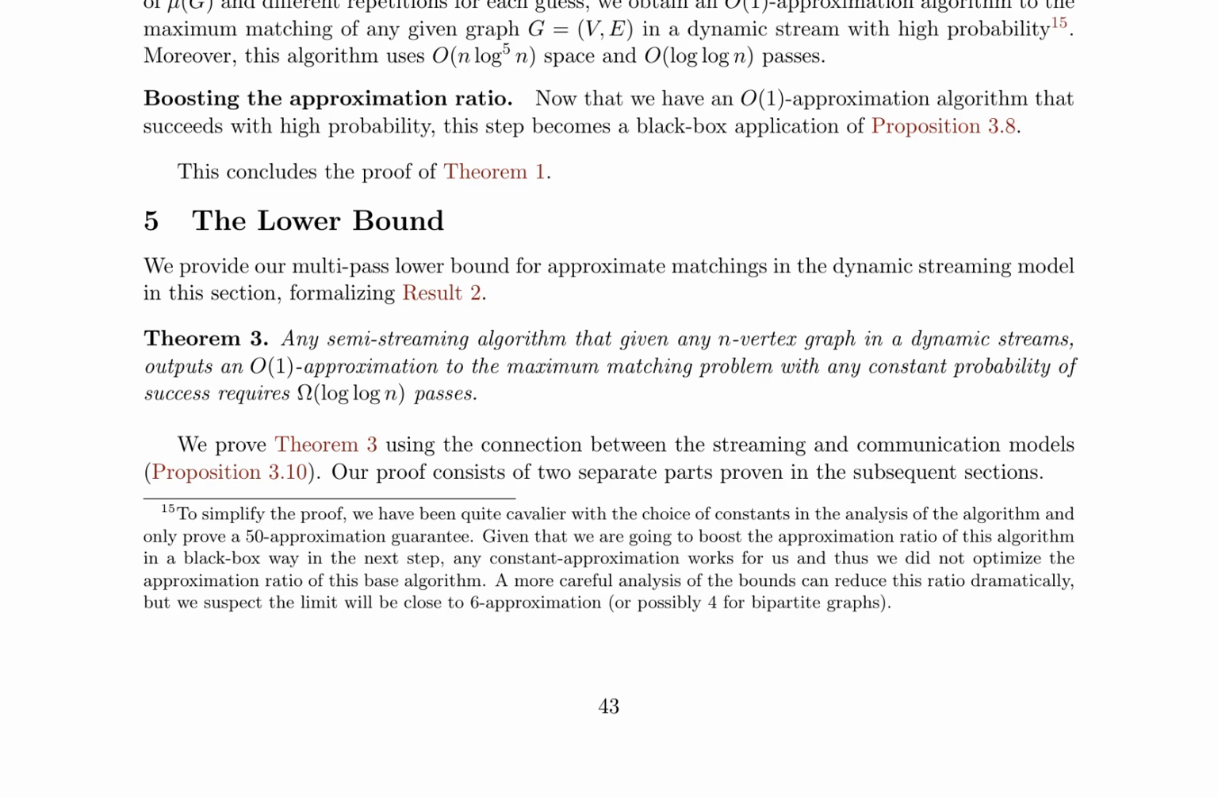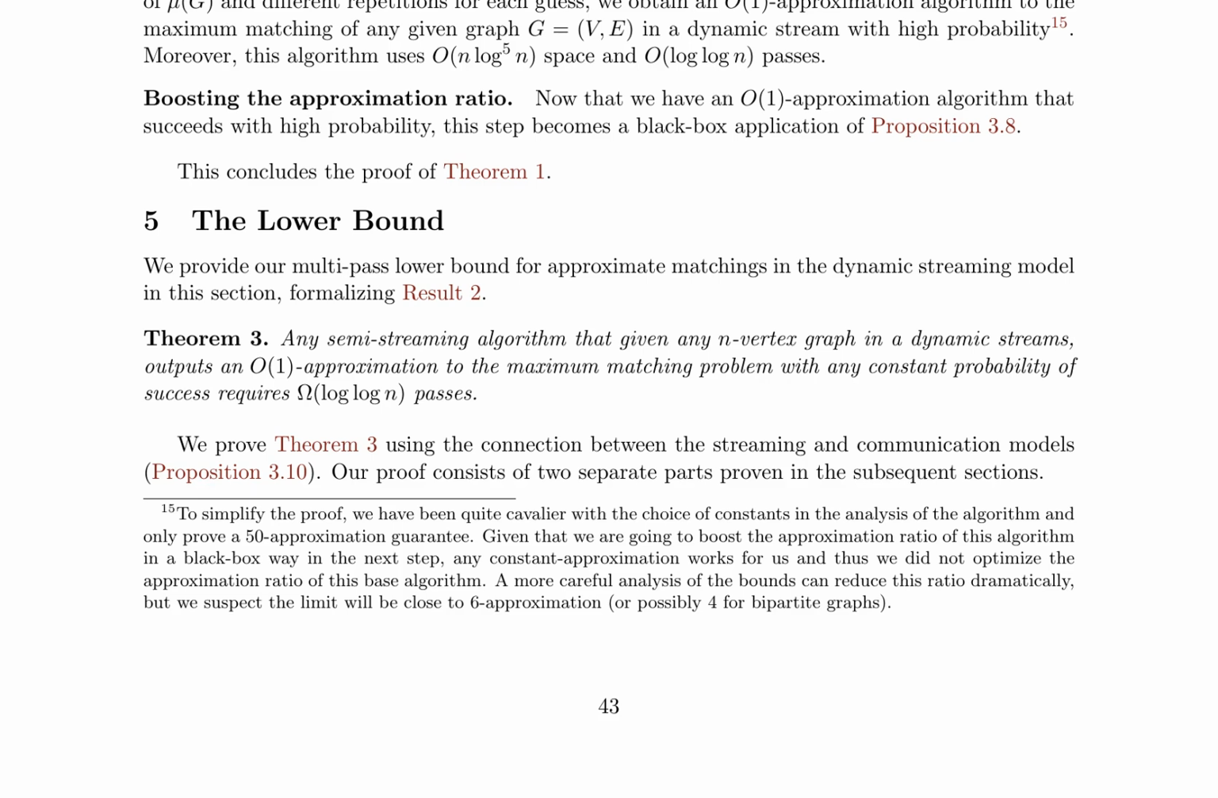The section concludes by noting that the approximation ratio can be boosted using proposition 3.8, and that the proof of theorem 1 is complete. The next section introduces the lower bound for approximate matchings in the dynamic streaming model, formalizing result 2. Theorem 3 states that any semistreaming algorithm that outputs an O(1) approximation to the maximum matching problem with any constant probability of success requires omega log n passes. The proof of theorem 3 is outlined, and it is noted that it consists of two separate parts proven in subsequent sections.